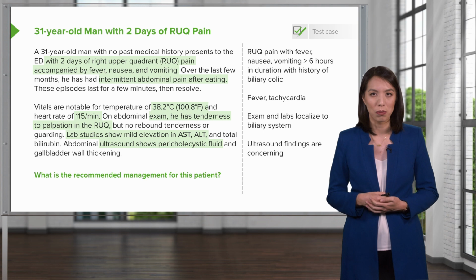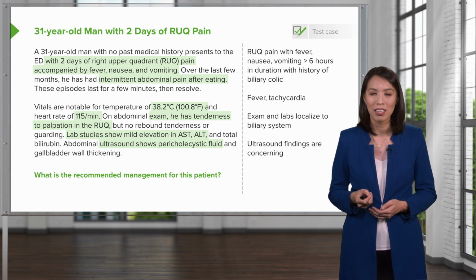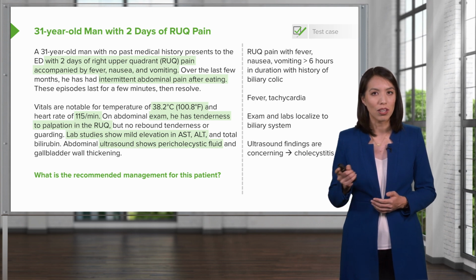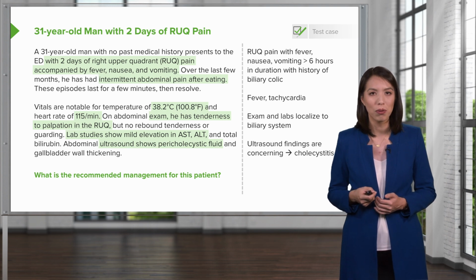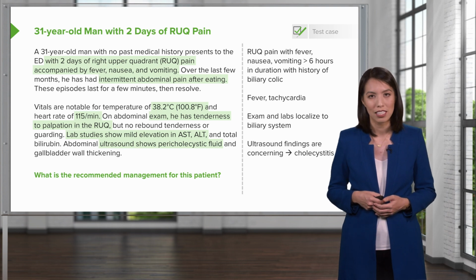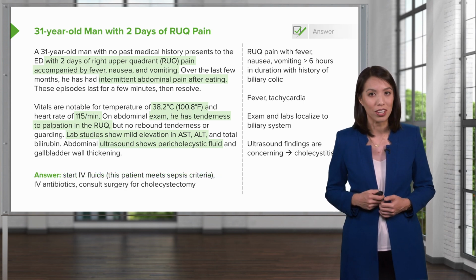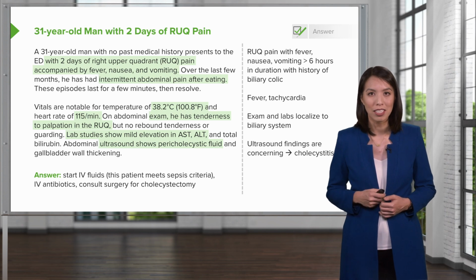So now we can return to our case. We have a 31-year-old man who now has persistent right upper quadrant pain and fever lasting for longer than 6 hours. He has fever and tachycardia. His ultrasound findings are concerning. And now we know that the presence of pericholecystic fluid and gallbladder wall thickening show us that he has acute cholecystitis. So the recommended management for this patient is to start IV fluids, since he does meet sepsis criteria, give IV antibiotics, and consult surgery for a cholecystectomy.